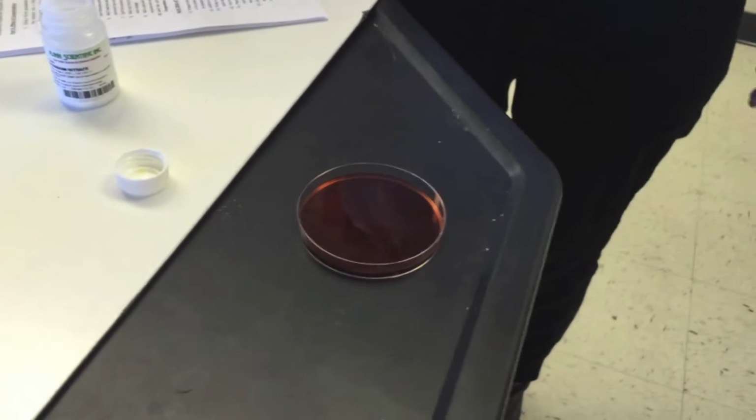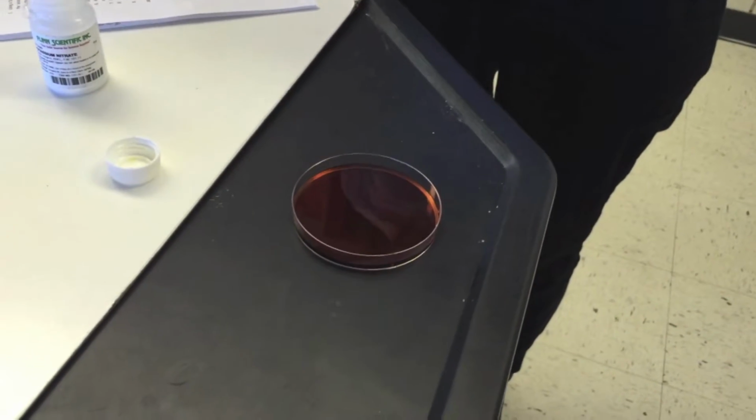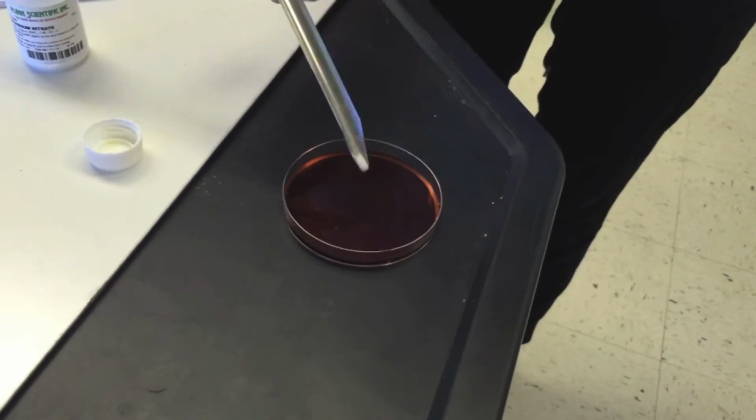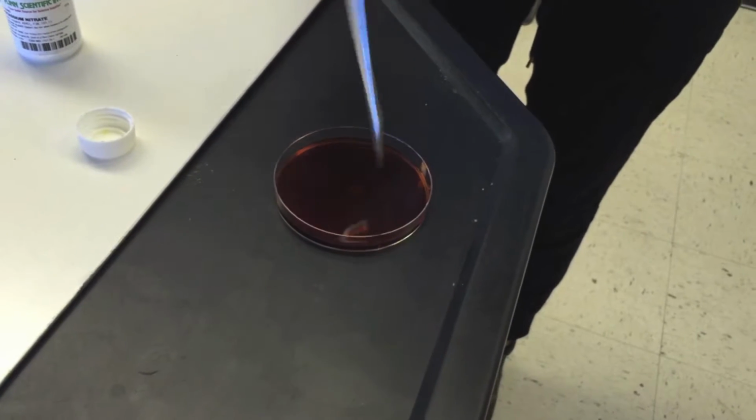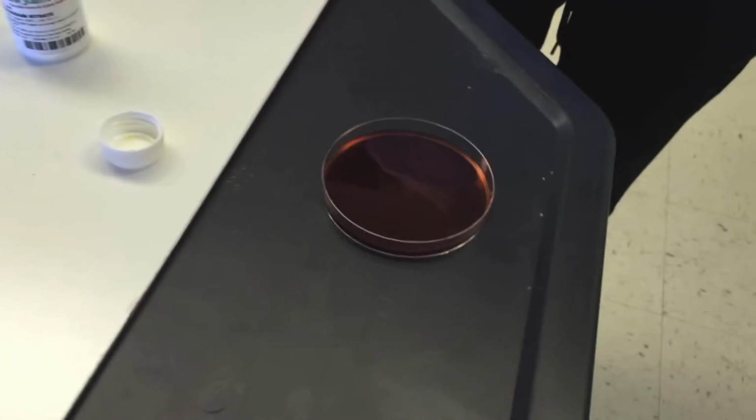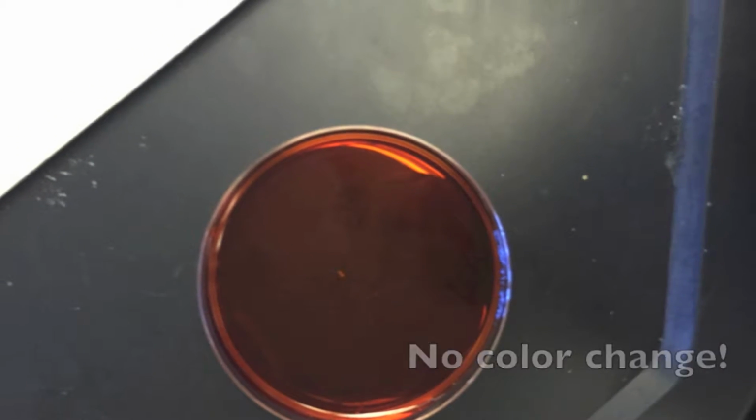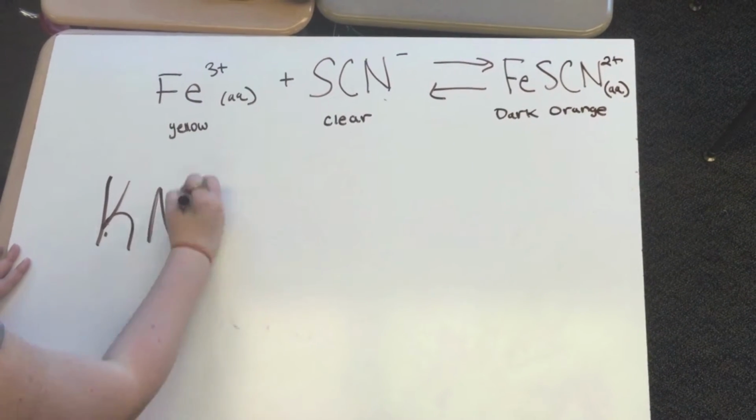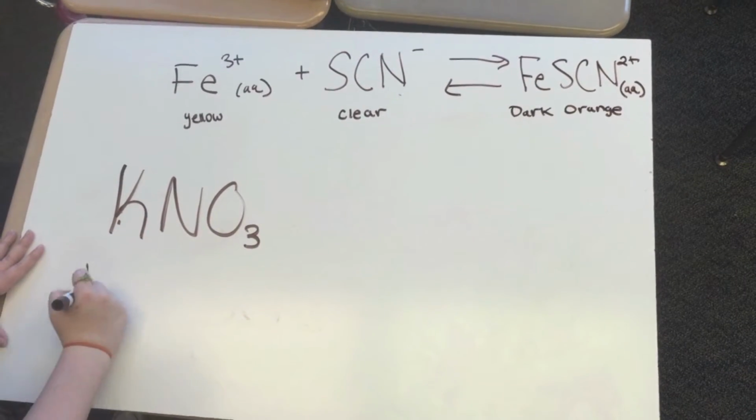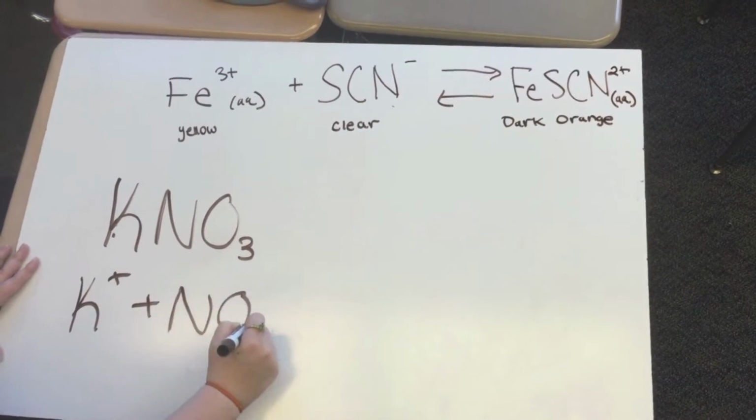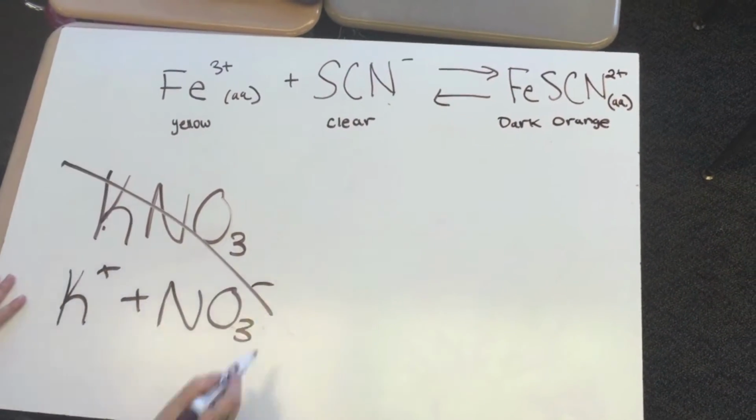Alright, we're adding half a pea-sized amount of potassium nitrate crystals. And then just wait a second. We added potassium nitrate crystals, which dissociated into potassium ions and nitrate ions. These are both not in the equilibrium equation, and therefore had no effect on the color.